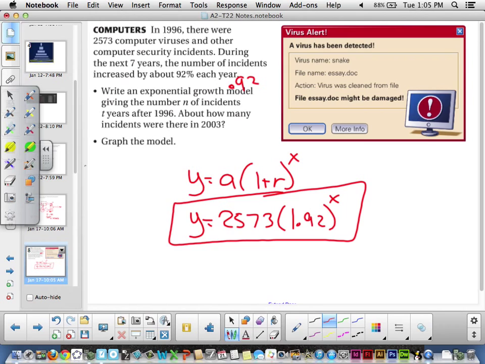About how many incidents were there in 2003? Well, x, or they said t, it's just a variable, use whatever you want. I'll throw t in there so I try not to confuse you. T is years after 96. 2003 is 7 years after 96, so we'll do y equals 2573 times 1.92 to the 7th.